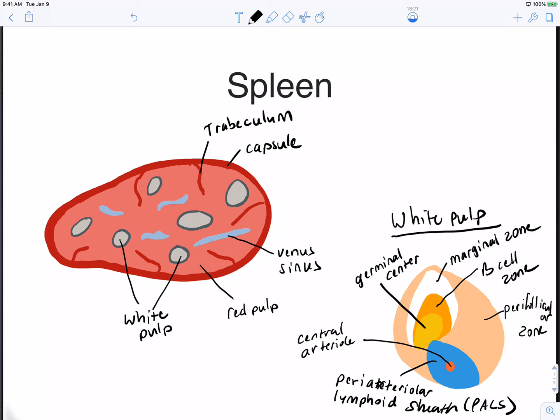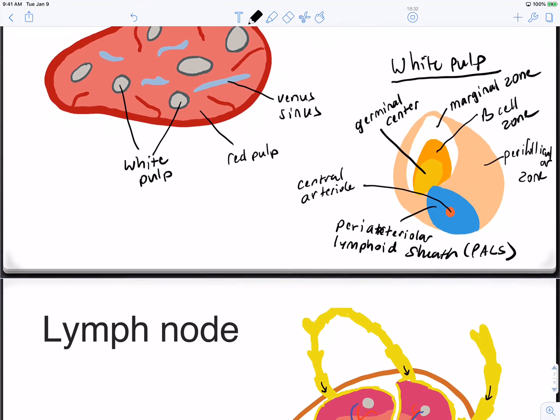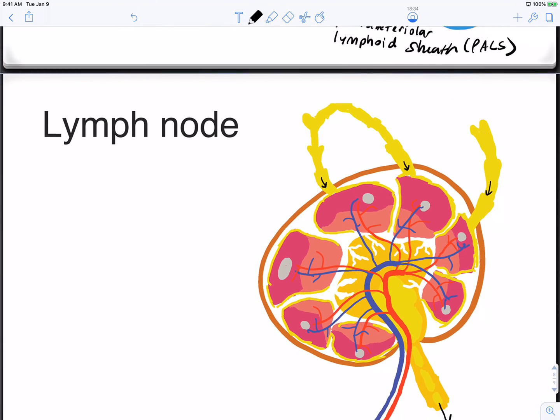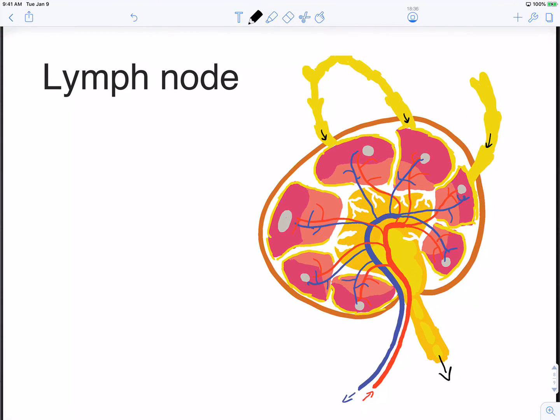Okay, so the white pulp is there to deal with incoming antigens. Your red pulp is there to remove dead and dying red blood cells primarily. Okay, and the next secondary lymphoid tissue is lymph node. This is also an encapsulated tissue, and it also has B cell zones and T cell zones.